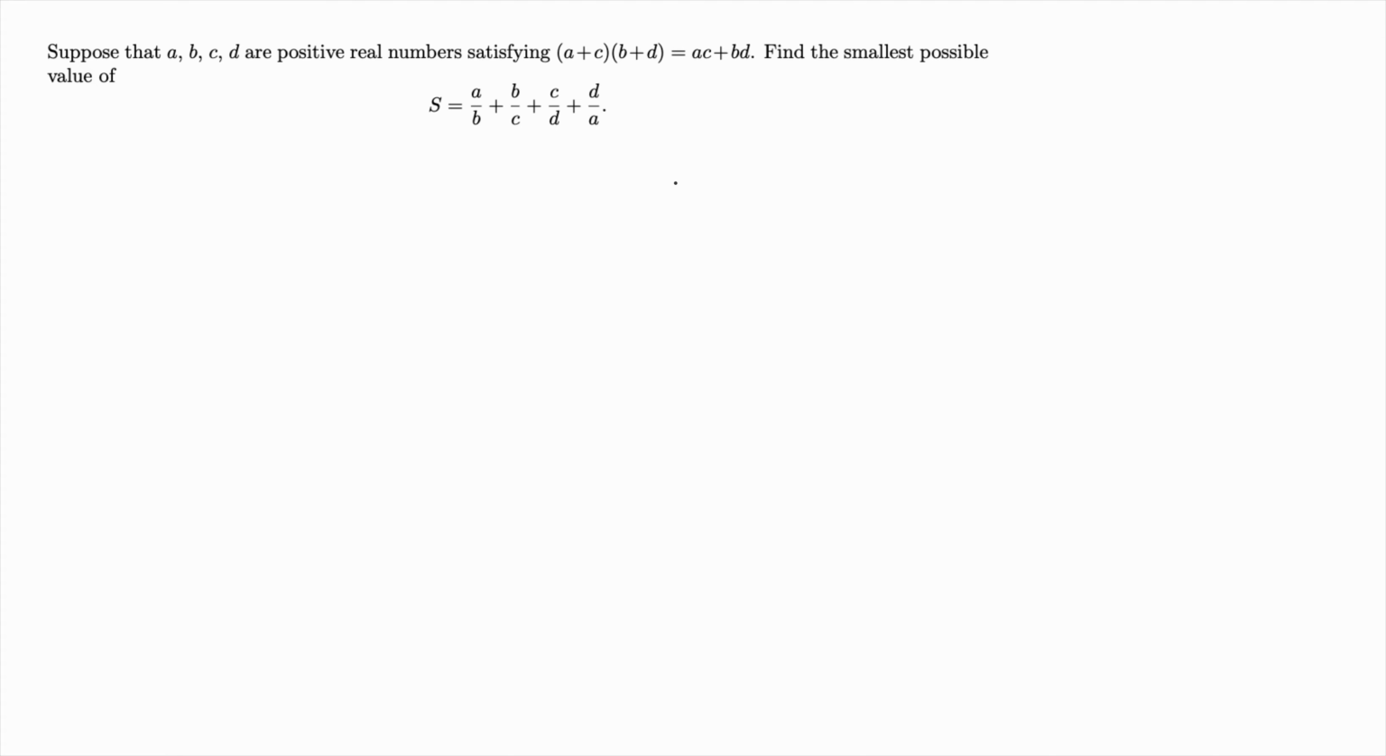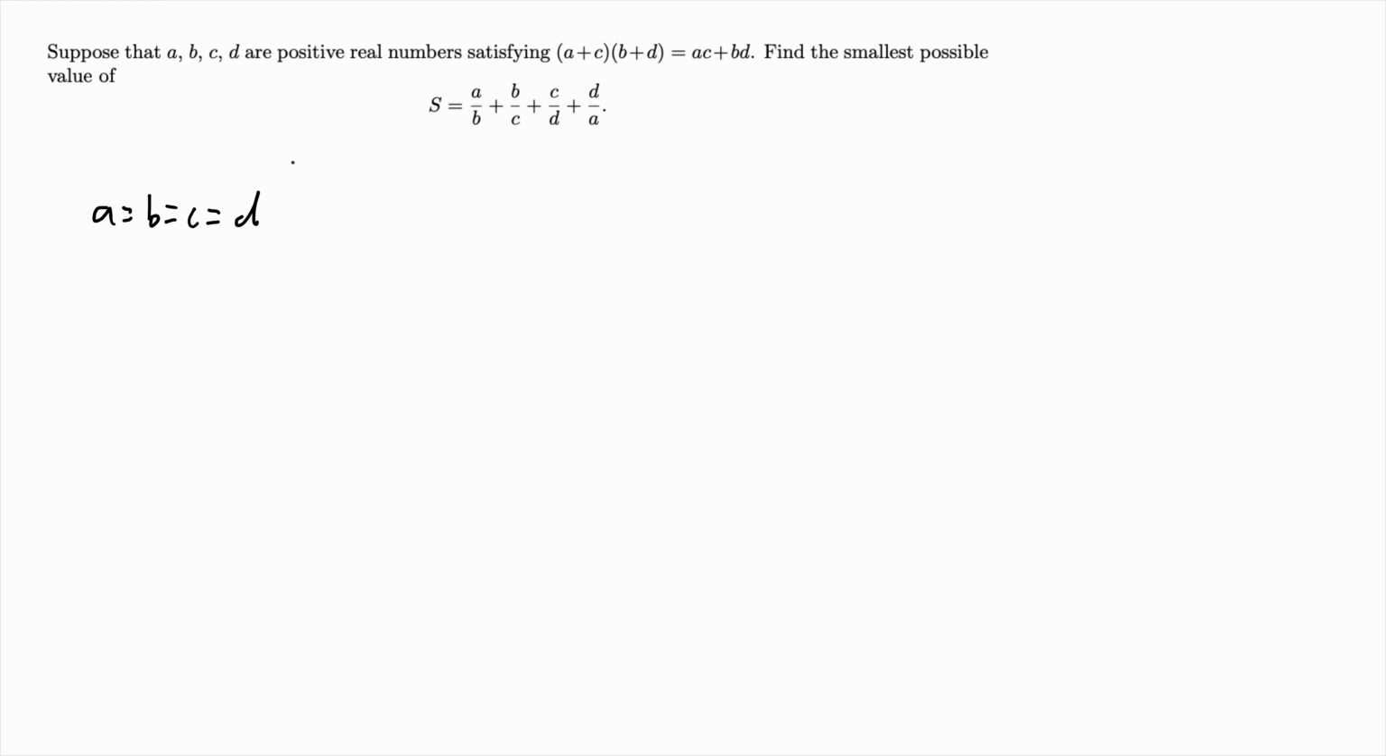So my solution is, like always, I assume that the minimum will occur when they are all equal to each other. So A equals B equals C equals D, because they're all homogeneous. But actually, in this case, it doesn't work. And I'll explain why it doesn't work. So this is the case that I was thinking.